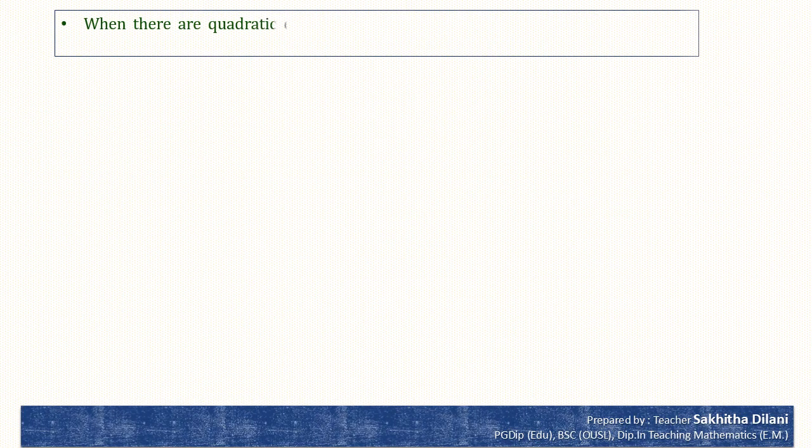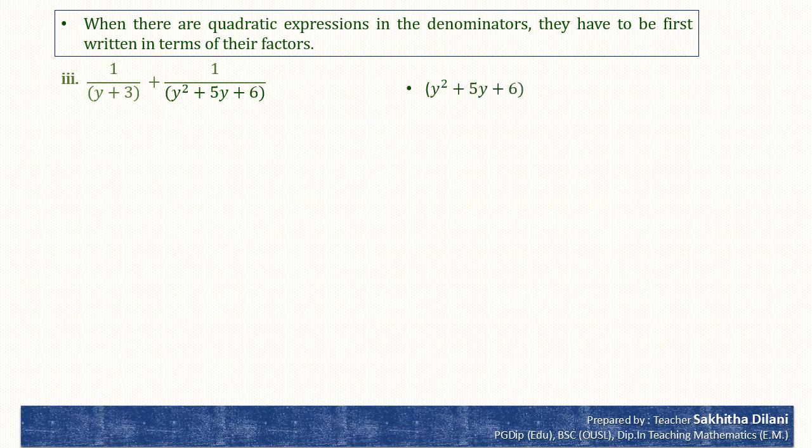When there are quadratic expressions in the denominators, they have to be first written in terms of their factors. Let's see such an example. Now in these two fractions, the denominator in the second fraction is y squared plus 5y plus 6. That is a quadratic expression. It has to be first written in terms of its factors. That is y plus 3 into y plus 2.